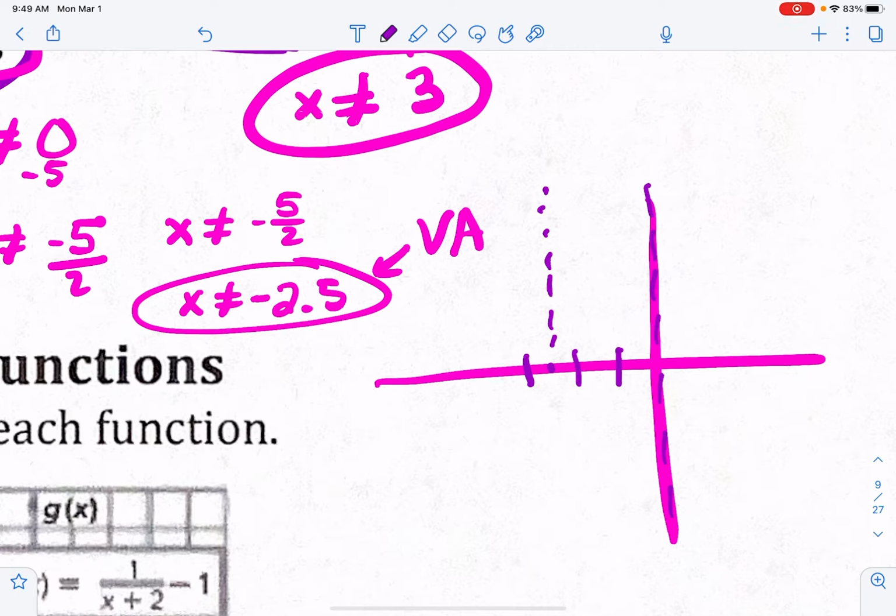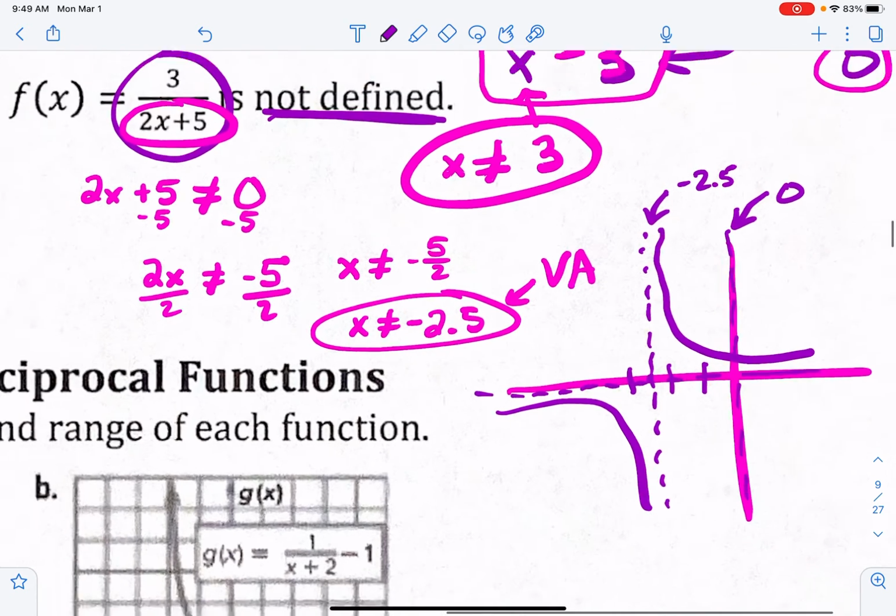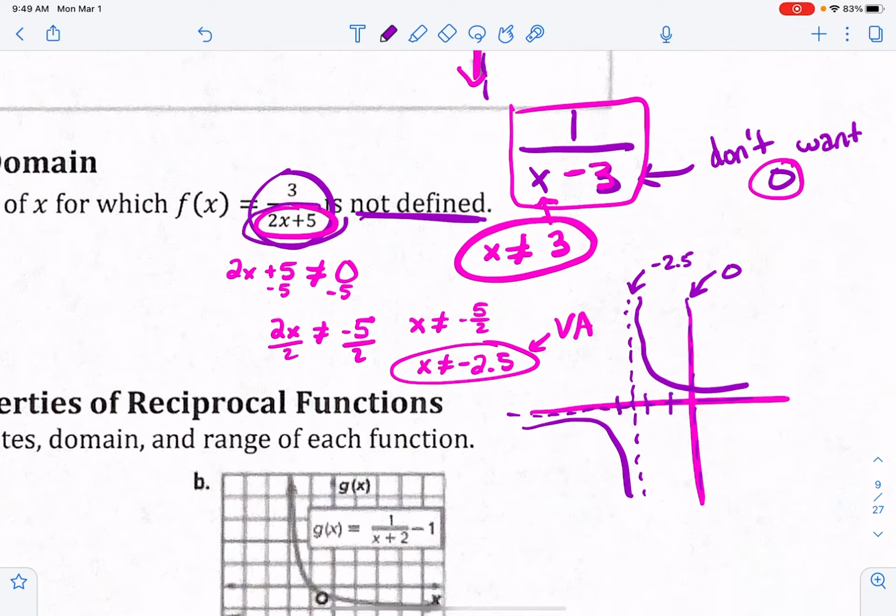So it would look like this instead. My horizontal one's still going to be here, but my boomerangs would be in this corner and this corner instead, and that vertical asymptote would be at negative 2.5 instead of here at 0. Okay, so where x is not defined, this determines where your vertical asymptote is.